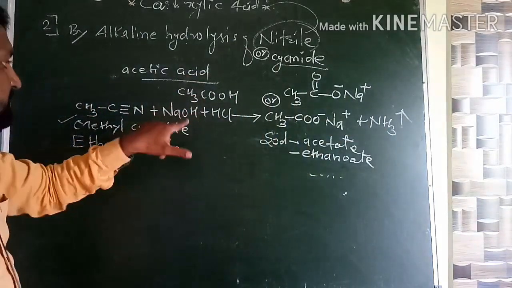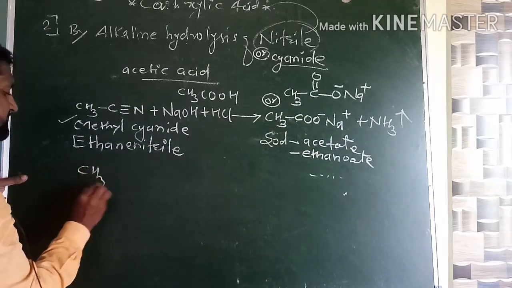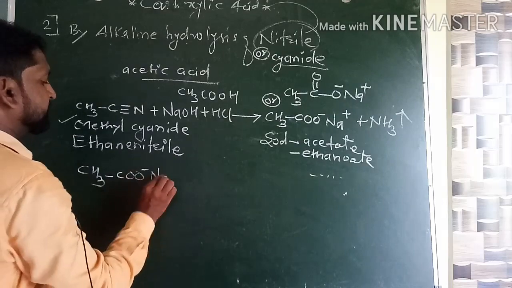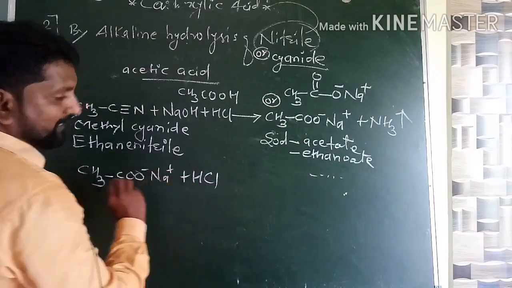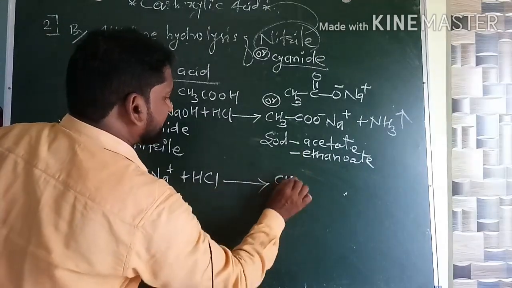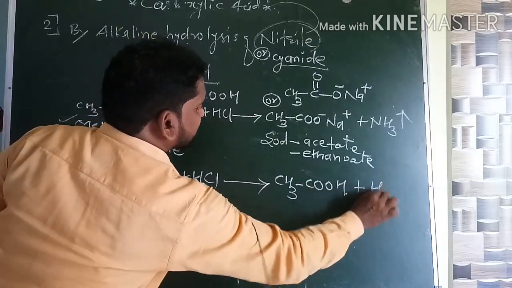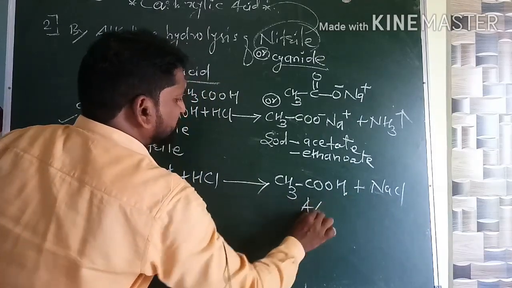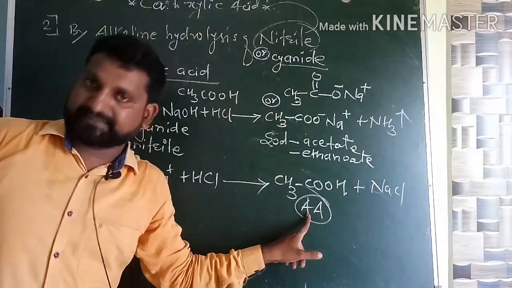Okay, so that is step 1. Step 2, take that salt, CH3COO⁻ Na⁺. Of course you have to react this salt with the acid, so that you will get what? The desired product. What is that? CH3COOH plus NaCl. I hope you understand this reaction. We got the desired product, acetic acid.